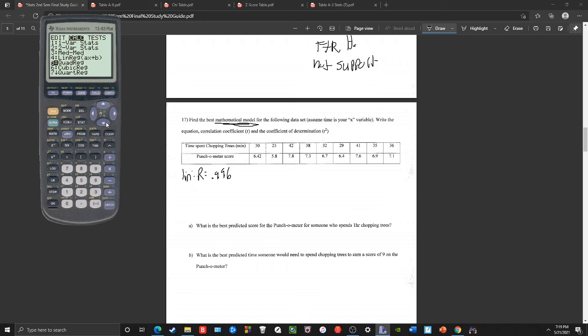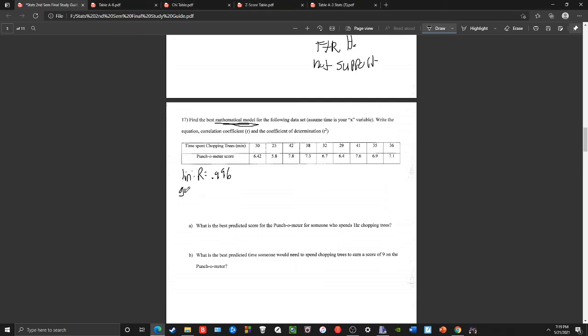So quadratic. Quadratic has an R of 0.992. That's an R squared, though. So let's go ahead and square root 0.992 to get its R value. 0.9959. So it's actually pretty close to linear, to be honest.